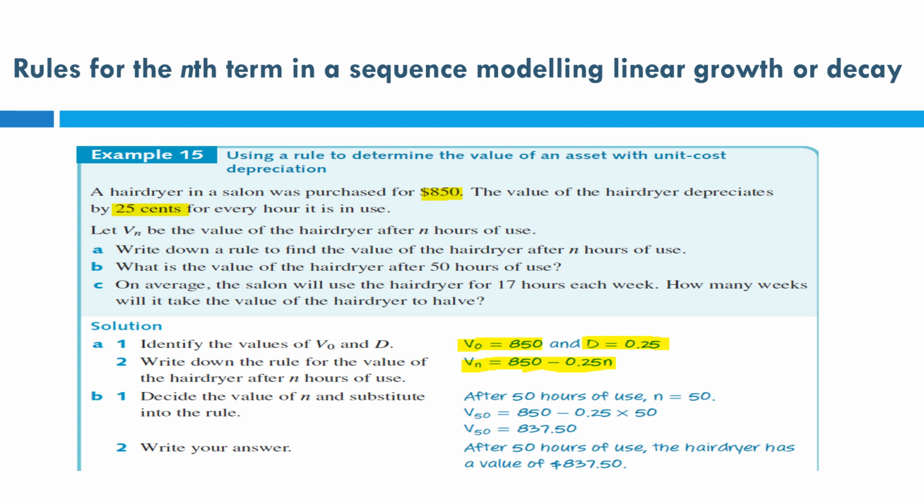So if we've used it for 50 hours, as is the case for the next question, we would simply put 50 into that rule and work out that after it's been used for 50 hours, it's now worth $837.50. And we would respond in terms of a full sentence. Like that. Very easy. Very straightforward.